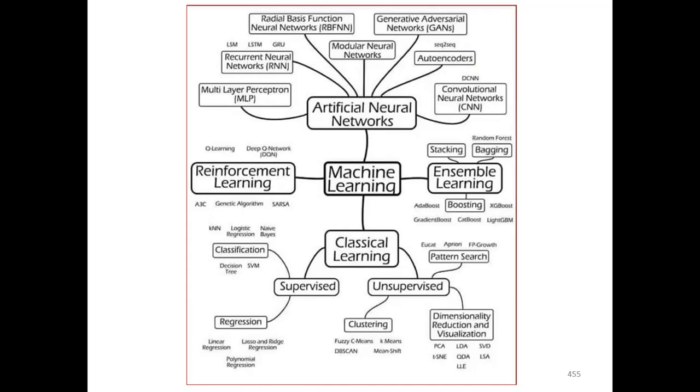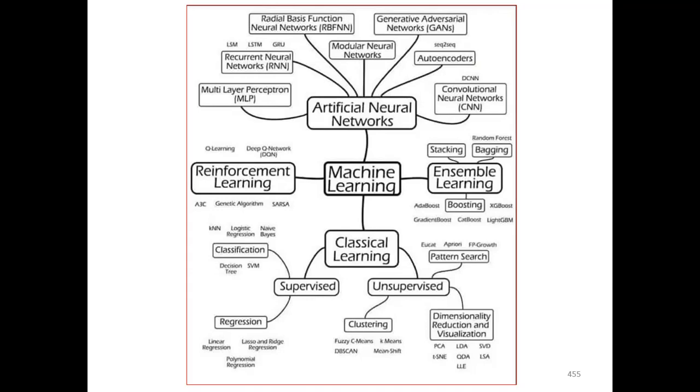Then classical learning, we have two types: supervised learning and unsupervised learning. In supervised learning, we have classification and regression. In classification, we use decision tree, support vector machine, naive Bayes classification, logistic regression, and k-nearest neighbor. Then in regression, we use linear regression, polynomial regression, and lasso and ridge regression.